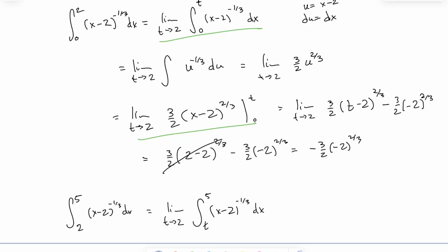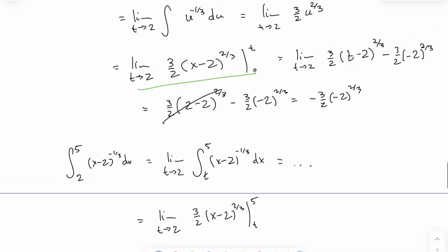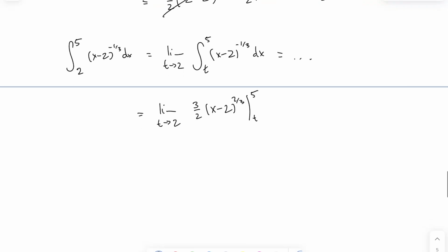And if you're doing this on a homework or on the quiz or something, I would expect you to skip those steps. You can work it all out if you want, but I would expect you to skip them. It is the limit as t goes to 2 of, not the integral, I'm doing the antiderivative, 3/2 (x minus 2) to the 2/3. The difference is the values. Instead of that green underlined thing, instead of 0 and t, it's now t and 5. And then we plug them in and take the limit.